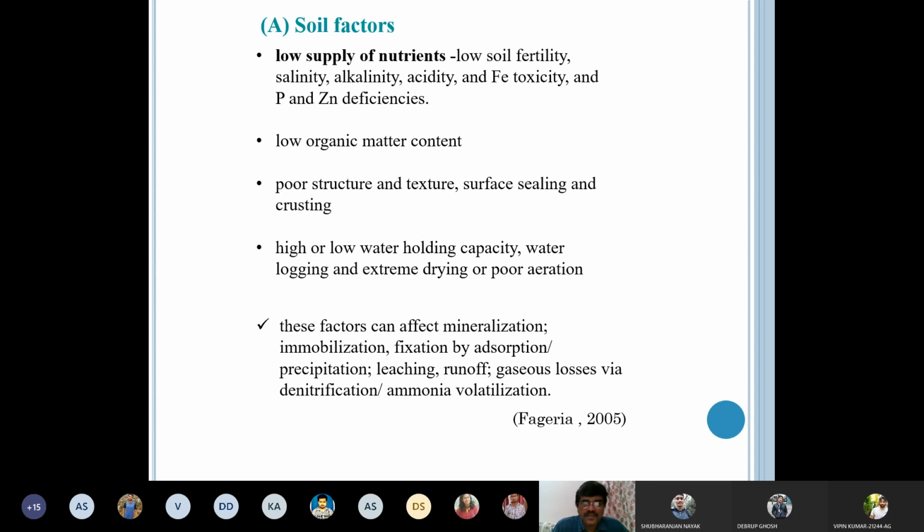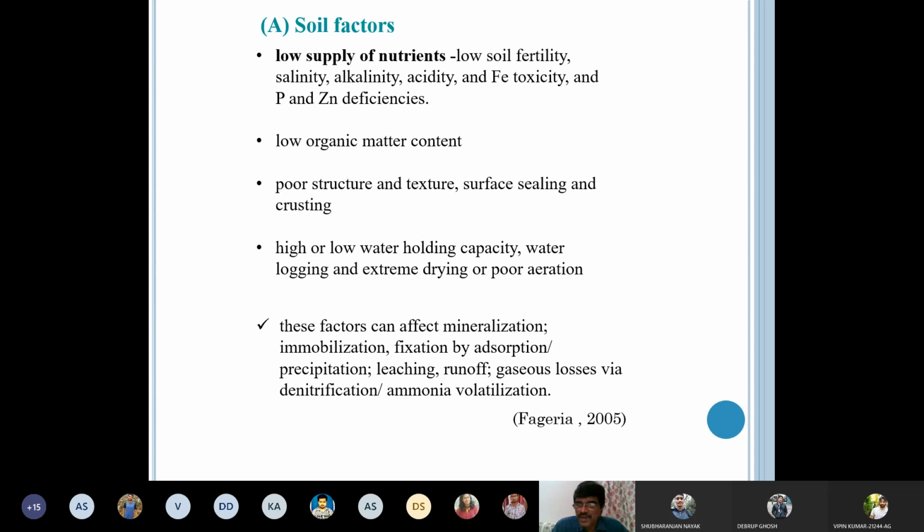High or low water holding capacity, water logging and extremes: your moisture conditions need to be ideal in the soil. Soil should be such which can store more water. So water and nutrient interaction, I think you understand, is very, very important. So all these kinds of soil factors are going to affect the nutrient use efficiency.